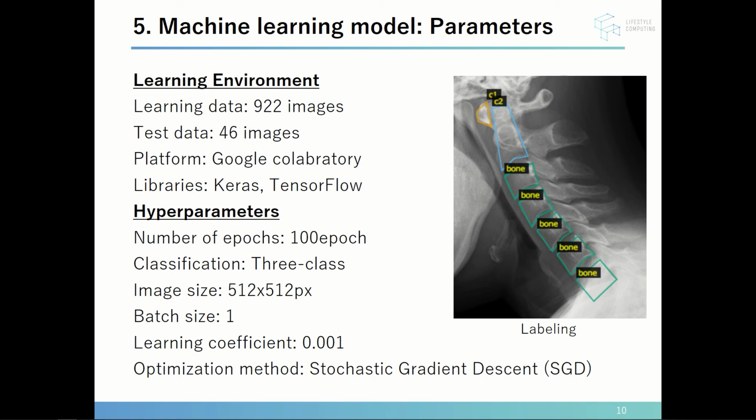Based on the guidance of a radiologist specializing in the cervical spine, mask information is created, and the pair with the original image is used as training data. The labeling is shown in the figure on the right. The regions are labeled as C1, C2, and bone.